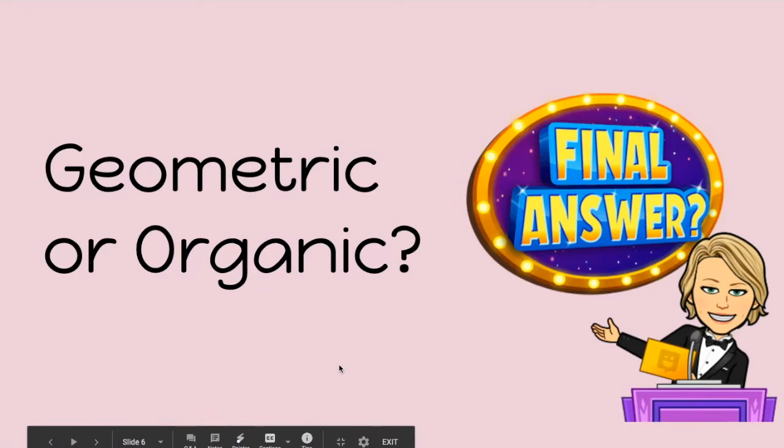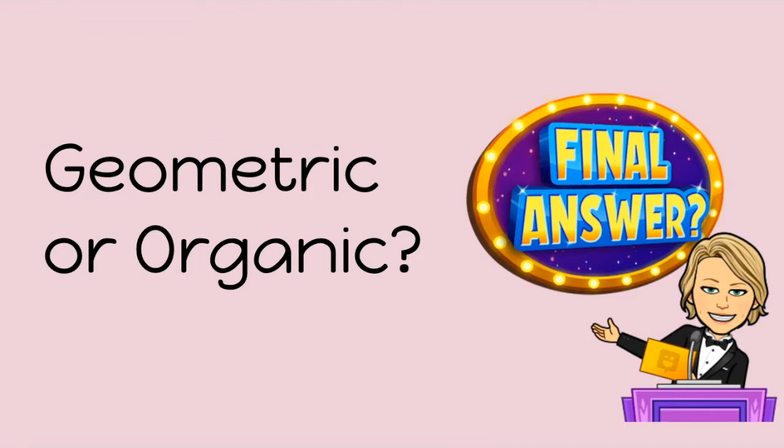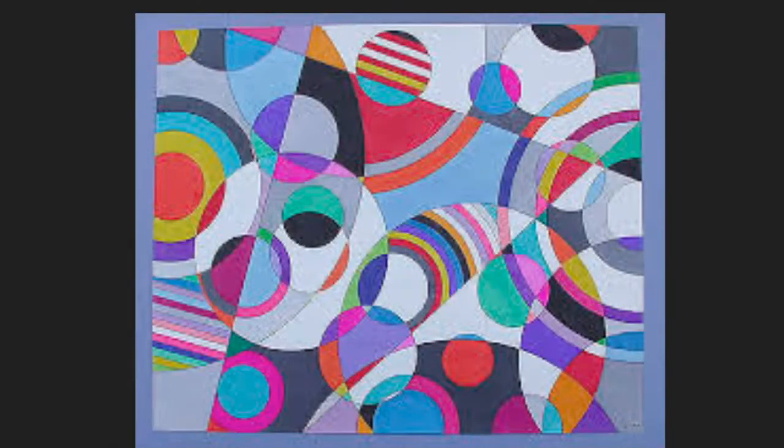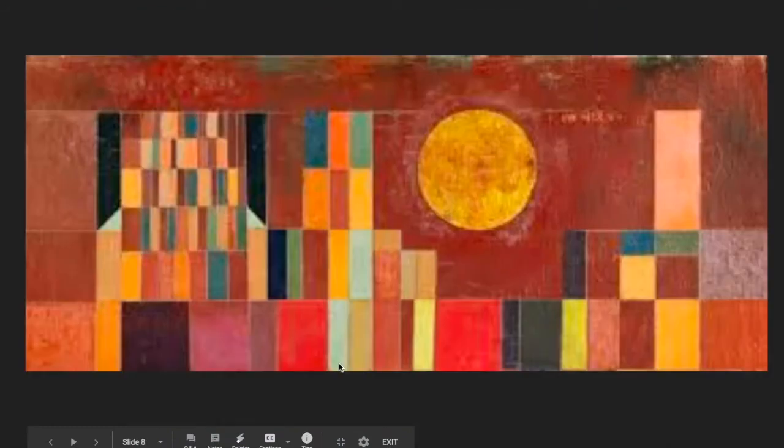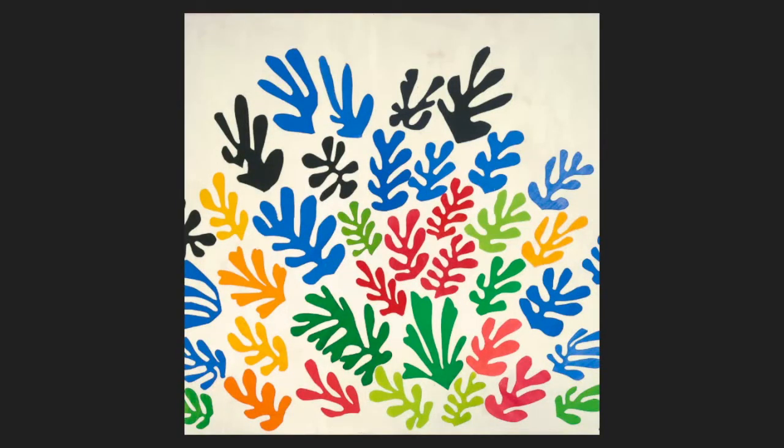It's time to play geometric or organic. I am going to be showing you a picture. You are going to take a quick look at it and decide, are the shapes in it geometric or organic? Is this painting geometric or organic? It is geometric. Is this picture geometric or organic? You're right, it is geometric. How about this one? This one is organic. Good job.